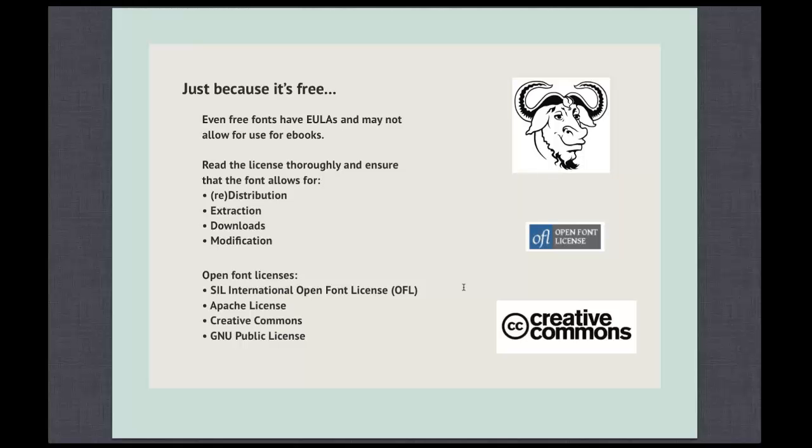So if you're getting a free font, you probably want to look for that modification just in case you need it in the future. And then some open font licenses to look for that are pretty much a guarantee that you can use them in your books are the SIL International Open Font License right here, Apache, and then Creative Commons. Sometimes that requires attribution, so we'll talk about it later, but you can include a colophon page, and then that will give attribution to the type designer.